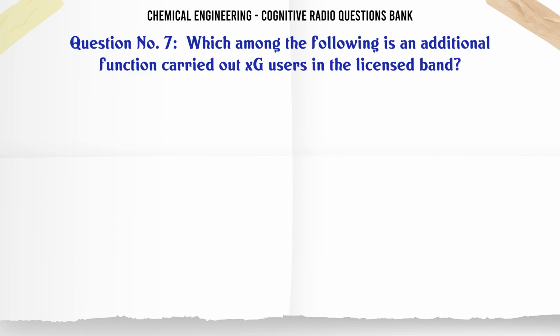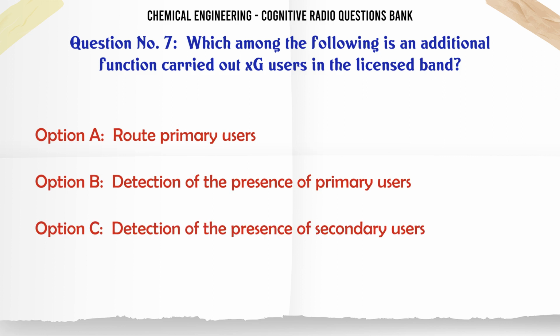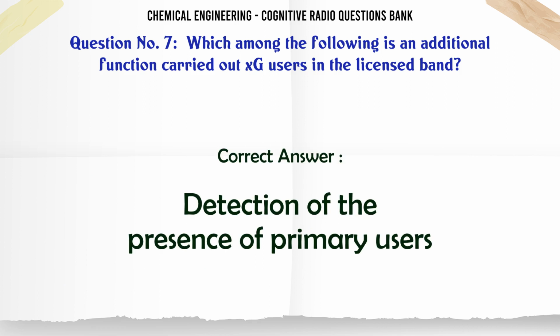Which among the following is an additional function carried out by XG users in the licensed band? A. Route primary users. B. Detection of the presence of primary users. C. Detection of the presence of secondary users. D. Route secondary users. The correct answer is detection of the presence of primary users.